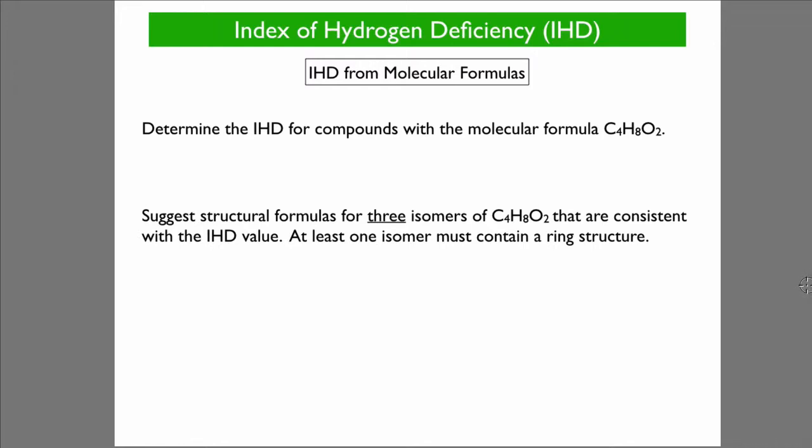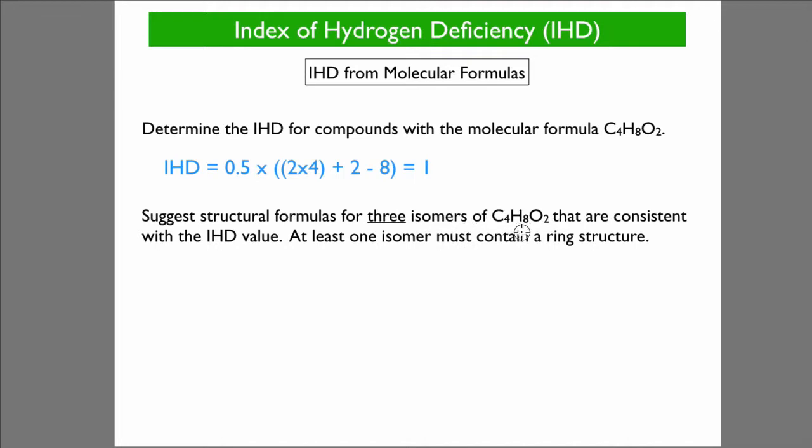Look at IHD for molecular formulas. To determine IHD for compounds with a molecular formula, let's take C4H8O2. So let's use the math first to find out IHD. 0.5 times 2 times 4 for the carbon, plus 2, and minus 8 for the hydrogens. We don't need to bother with the oxygen, no halides. So we've got 1.